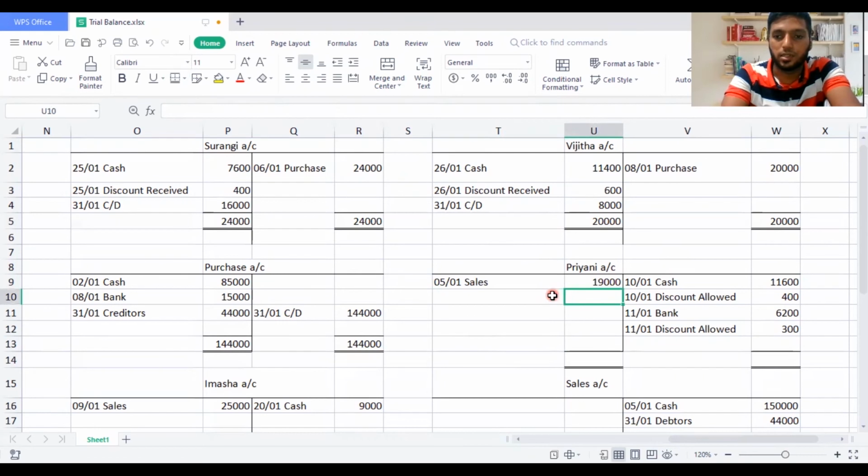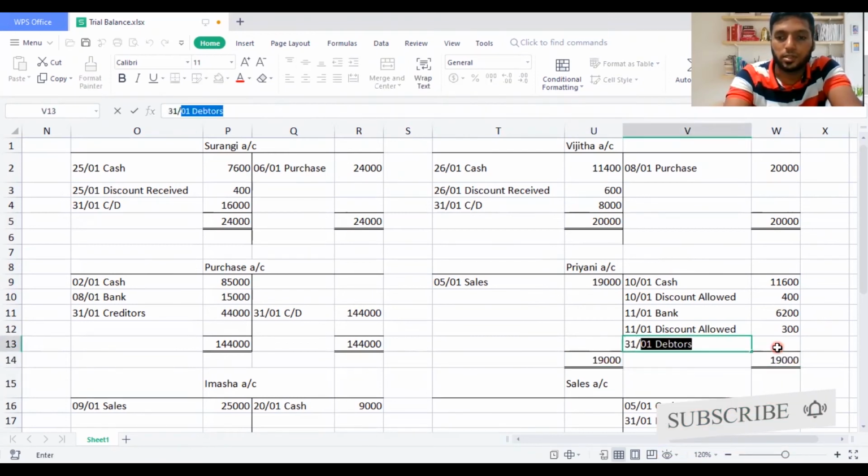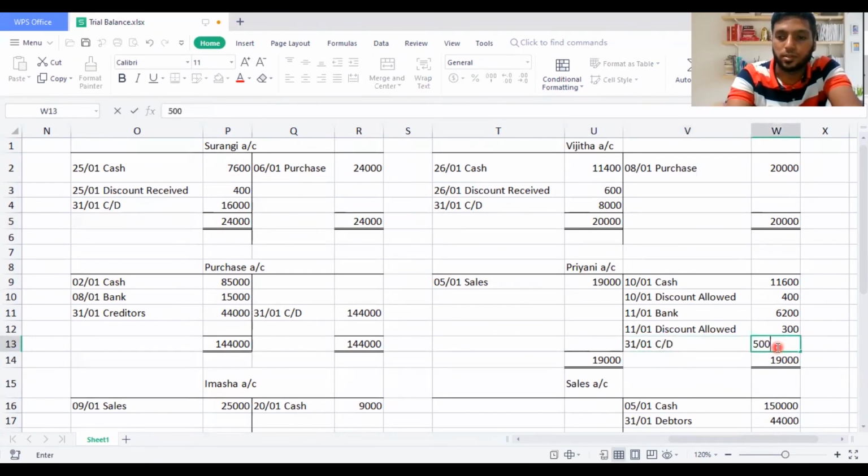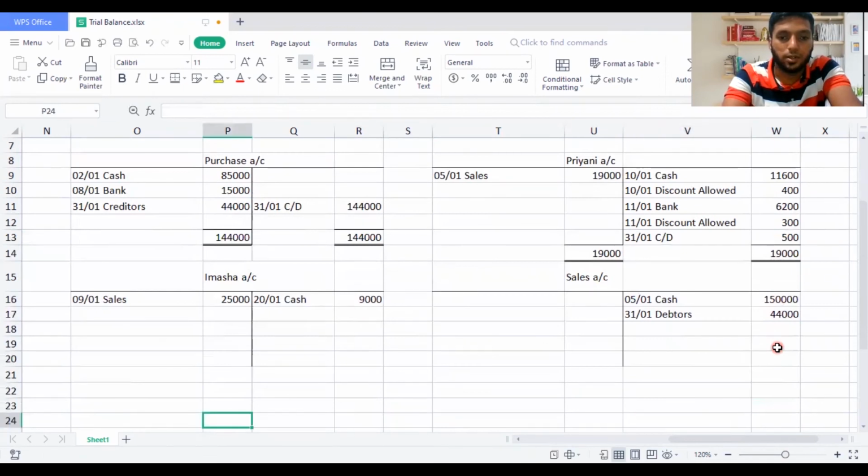And let's see, they made a sale. We made for Priyank, she has paid 18,500. You can see here. So then the carry down balance is going to be 500 because 9,000 in debit and the credit side is much higher. So I'll write the carry down balance 31st first. Carried down it's going to be 500. It's that easy, guys. Then we have Imasha's account.